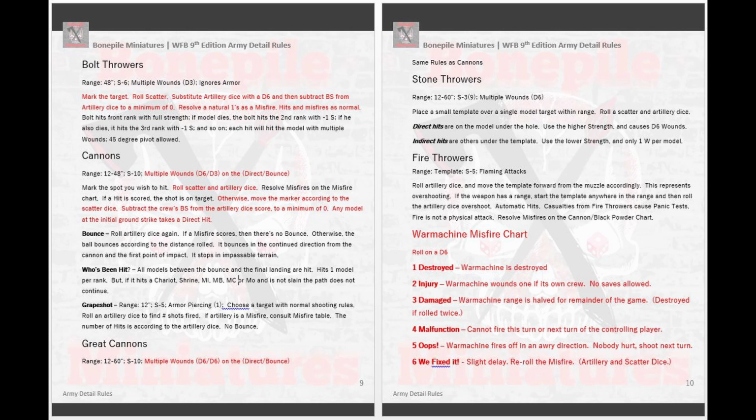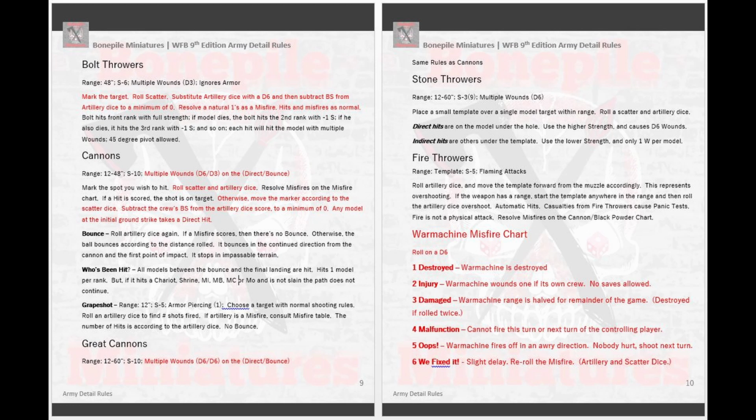Now the next war machine is the cannon, and we made that a little different too. So first of all, under the cannon rules, there's a multiple wounds of D6/D3 on the direct/bounce. And I hope that's clear what that means. Cannons cause D6 wounds on the direct hit and D3 wounds on the bounce hits.